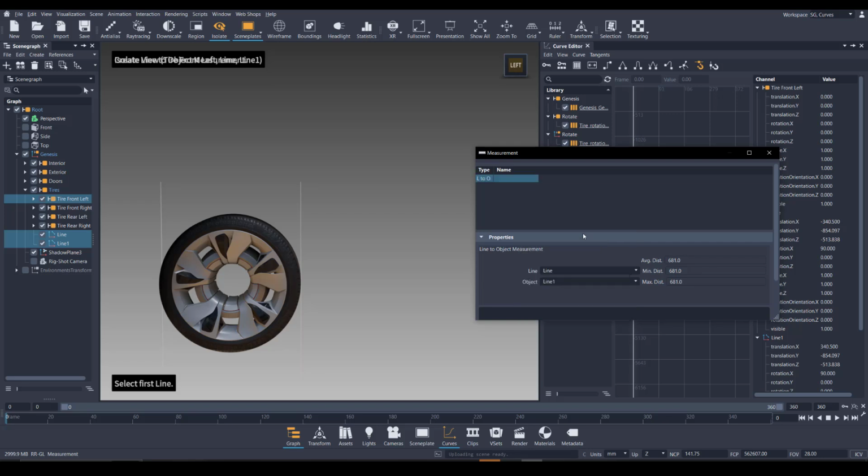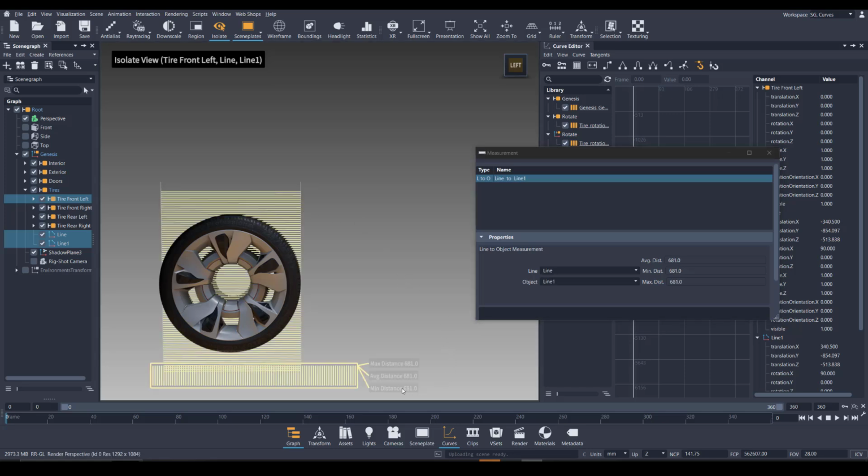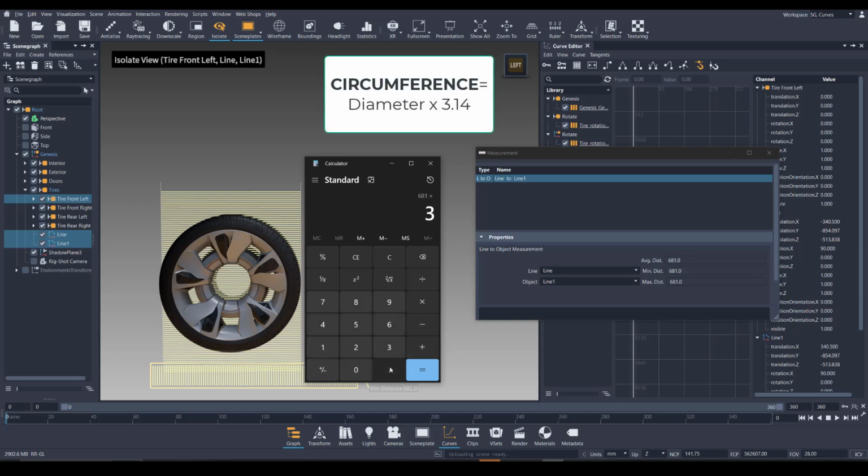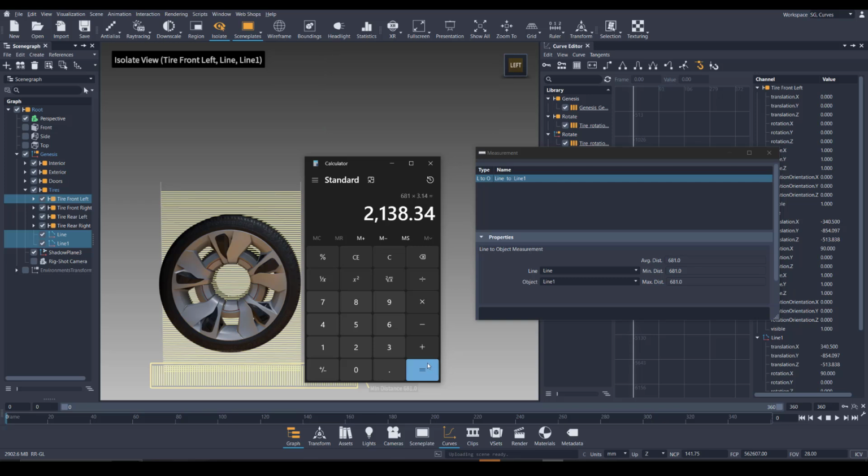So I'll create a line to object measurement, shift-click on the first and second curve, and that gives me a distance of 681, which is also the diameter. So to calculate the circumference, I just need to multiply that number, 681, times pi, which is 3.14. So my circumference is 2138.